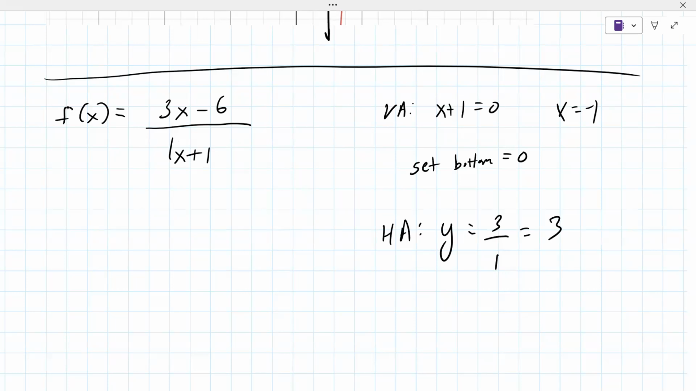All right, now, do you remember how to find the x-intercept? You set the top equal to 0. Make sure you write that down in your notes. Write down that you need to set the top equal to 0. Okay, I'll write it down.